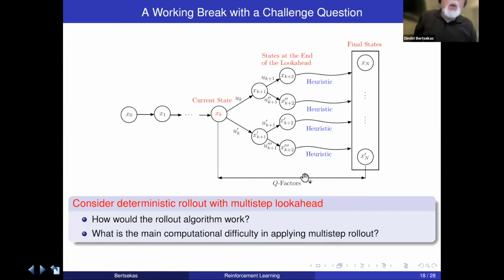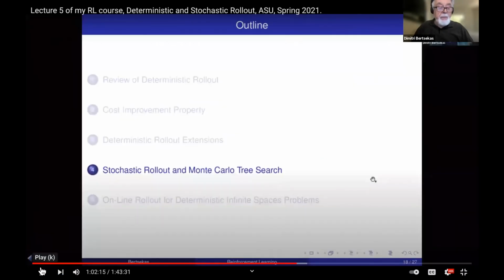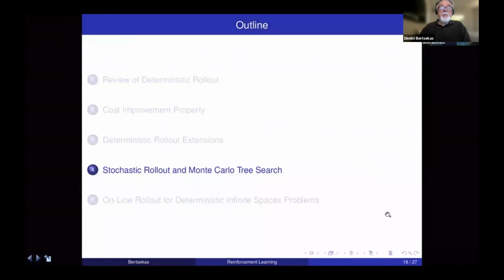Okay, so now we will go into the second half of this course that has to do with rollout for stochastic problems. And for this, we will use a video clip from last year. And I'm going to pause the clip at various stages and ask for questions. So let's see if I can manage that now. Stochastic rollout and Monte Carlo Tree Search.